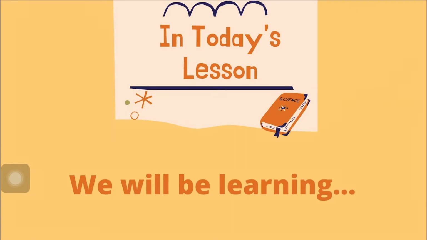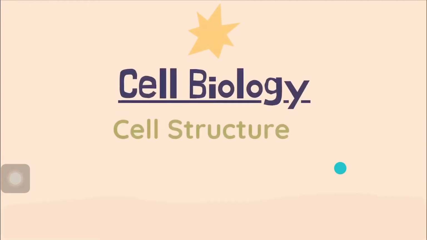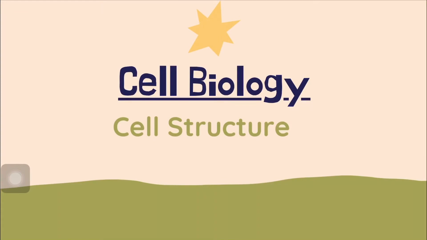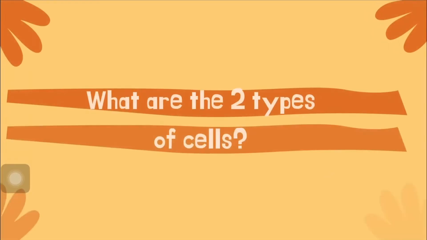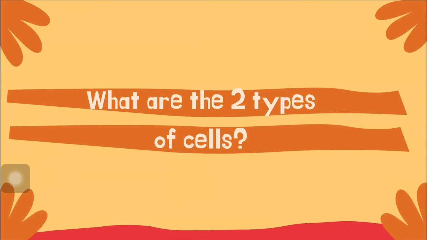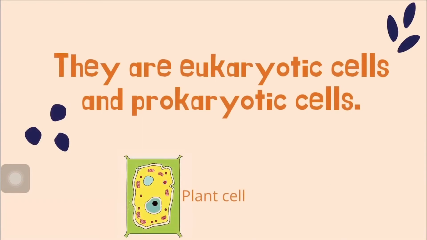In today's lesson, we will be learning cell biology, more specifically cell structure. So firstly, we need to know what are the two types of cells. And they are eukaryotic cells and prokaryotic cells. Now the image below is a plant cell, which is a eukaryotic cell.